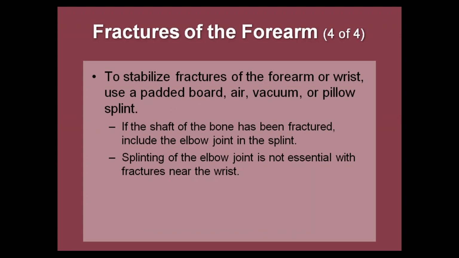To stabilize the fracture, you want to use a padded board or a vacuum splint. Those are what we have. If the shaft of the bone has been fractured, include the elbow joint in the splint. Remember, when we're splinting a fracture, we want to try to isolate the joints above and below that fracture. Splinting of the elbow joint is not essential with fractures near the wrist. If it's near the wrist, you can get away with just splinting from, say, mid-forearm all the way forward.